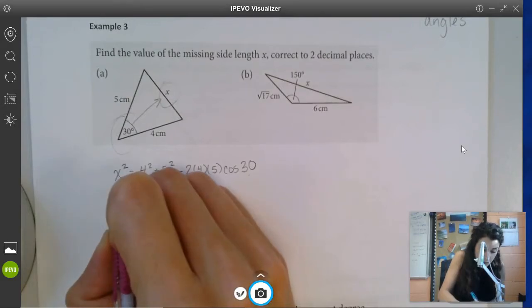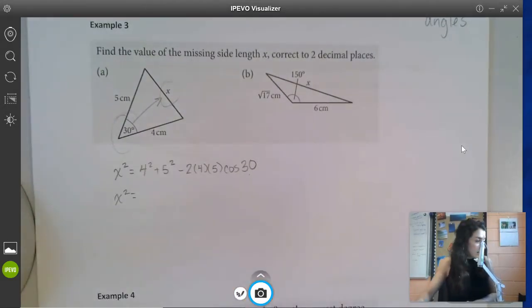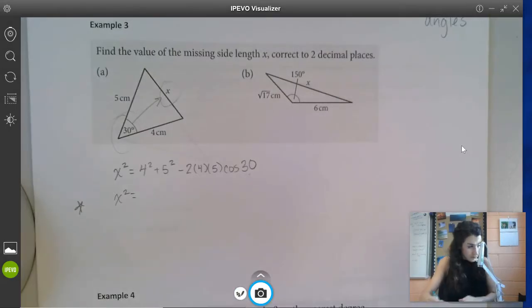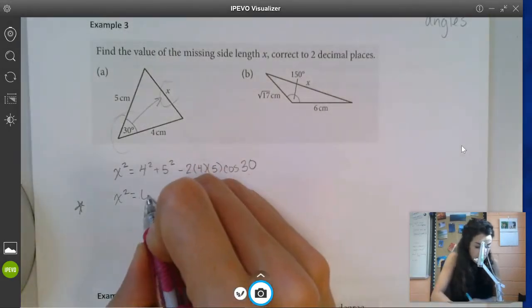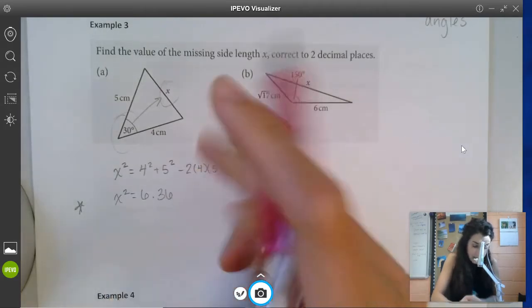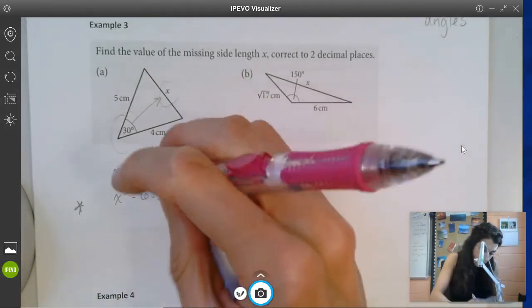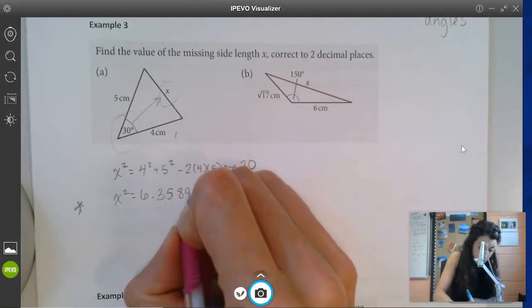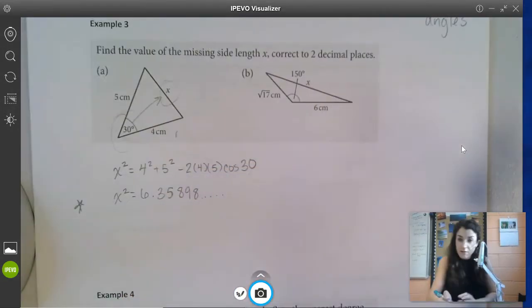All right. x squared equals, go ahead and tell me what x squared equals. To 3 significant figures, x squared equals 6.36. But if I were to write it out as an idea, it's like this, right?